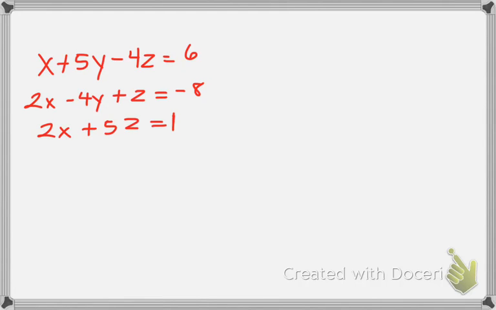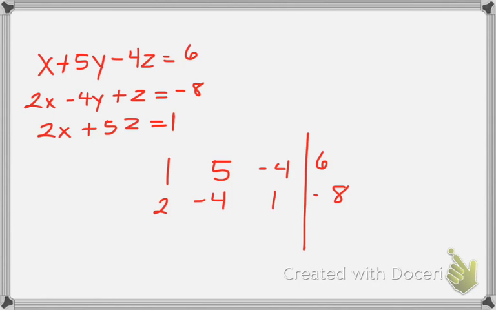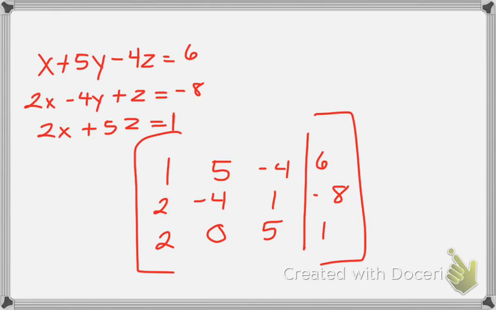All right, so what would my augmented matrix look like? What would be row 1's numbers? 1, 5, negative 4, bar 6. Row 2 would be 2, negative 4, 1, and after the bar would be negative 8. Row 3 would be 2, there is no y, so 0, 5, and then 1. Okay?